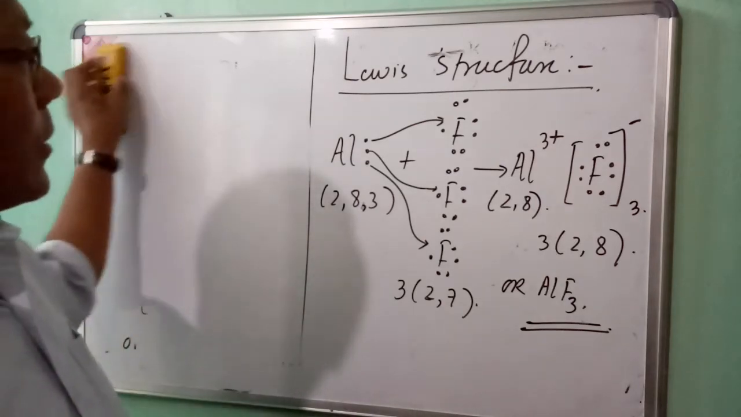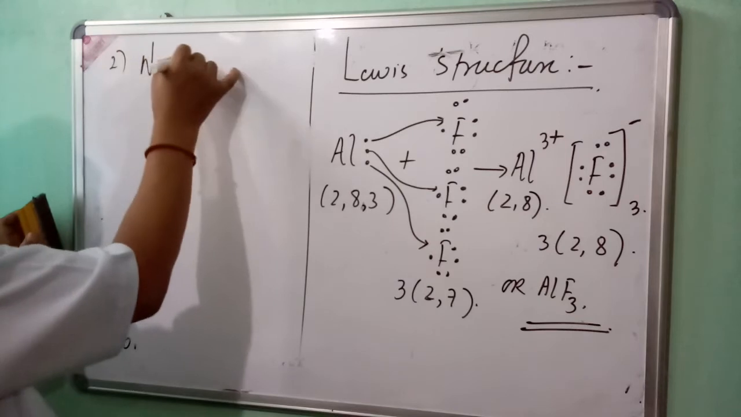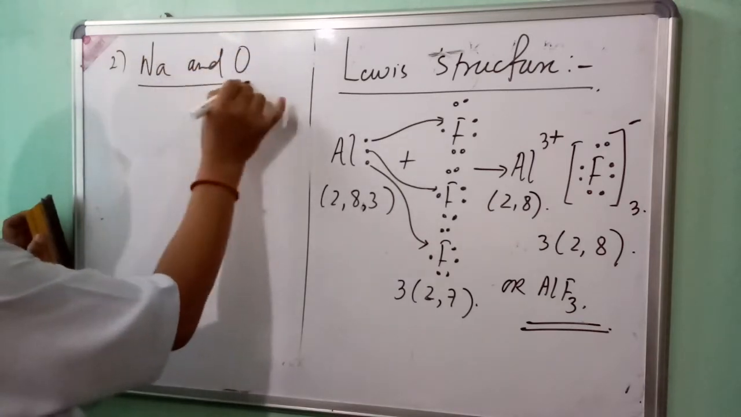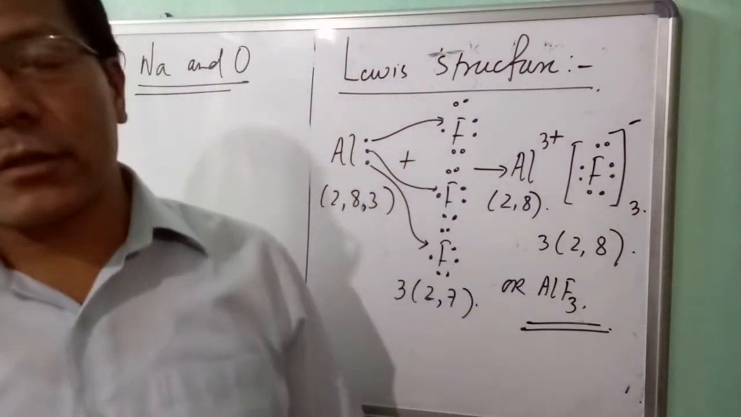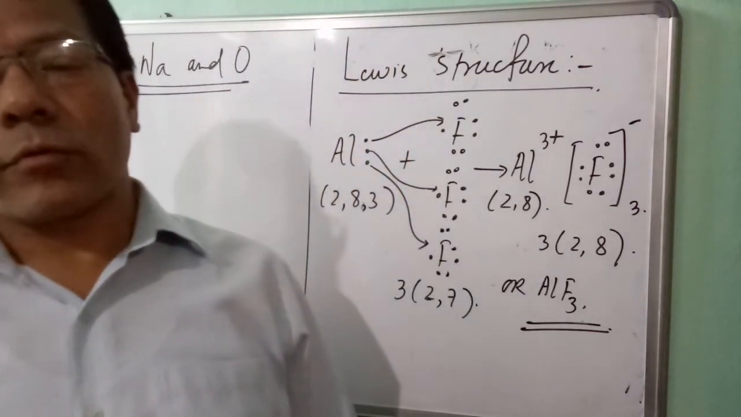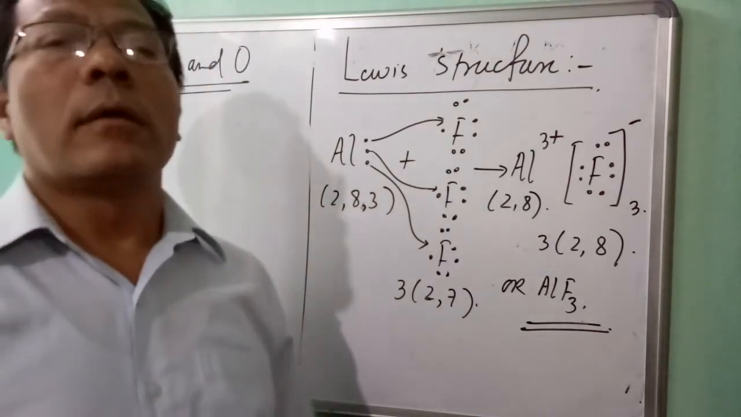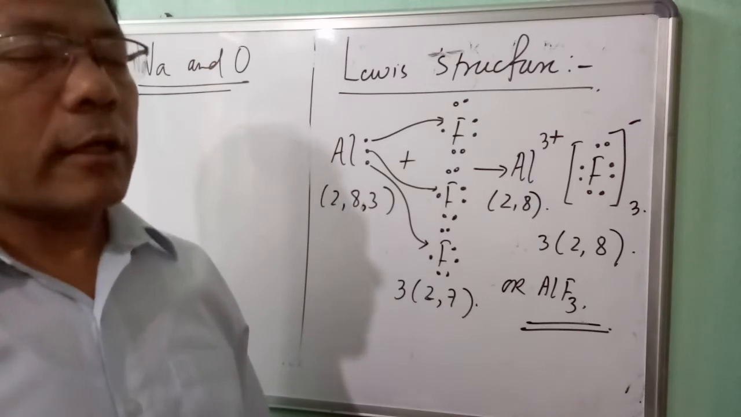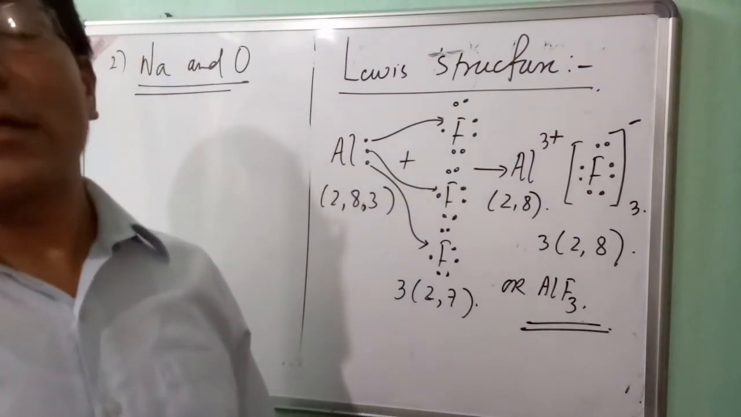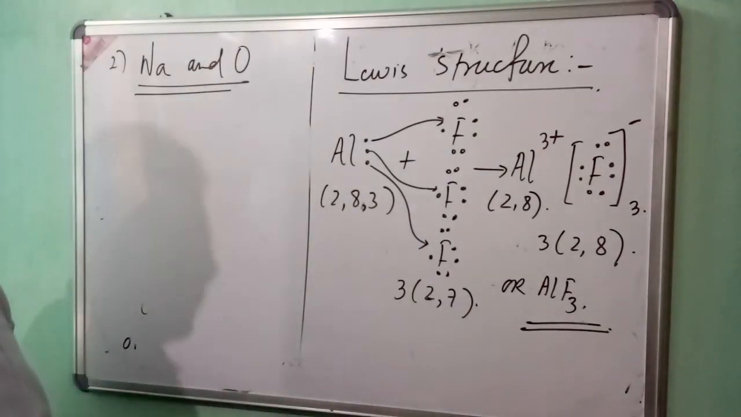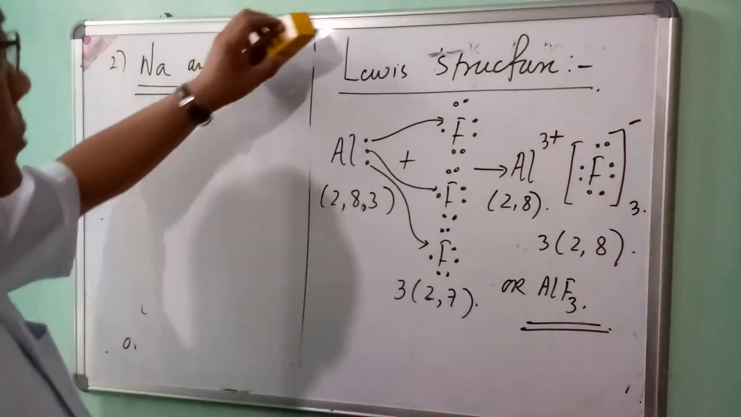Question number 2. Sodium and oxygen. The combination of sodium and oxygen forms an ionic compound, so you have to find out the formula of that compound. We know that the binary compound of oxygen and another element is called an oxide, sodium oxide. So let us find out the formula of sodium oxide.